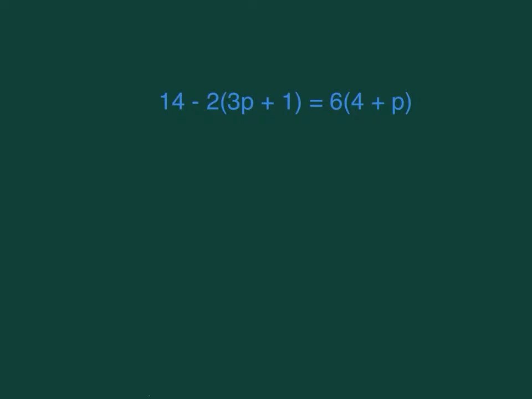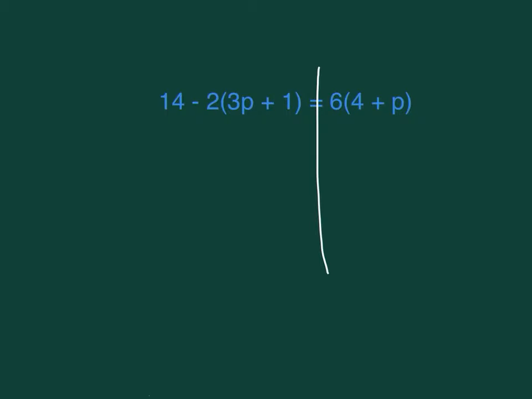Alright, so what we've got here is a multi-step equation with variables on both sides. What I always like to do first is draw a line straight down through my equal sign just to separate the two sides of the equation. It helps to keep me organized. Alright, the first thing we always have to look at is our distributive property.